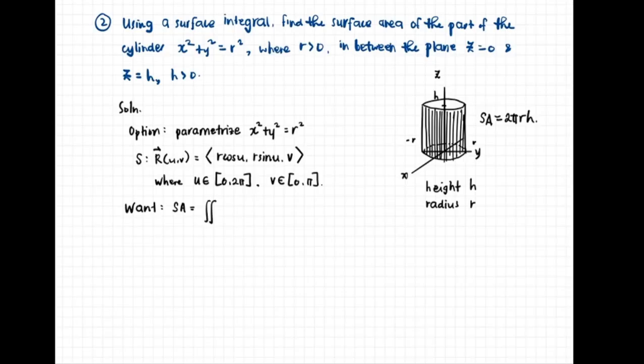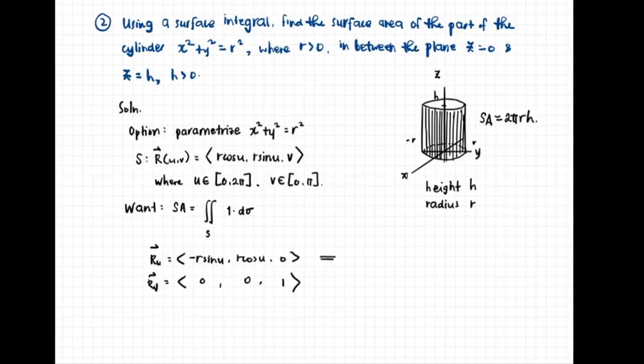So we're taking here the surface integral over S of 1 multiplied now by d sigma. So it remains for us to actually determine the norm of r_u cross r_v. So from the given parametrization, take note here that r_u is actually negative r sine u, r cosine u, and then 0, while r_v is actually equal to 0, 0, and then 1.